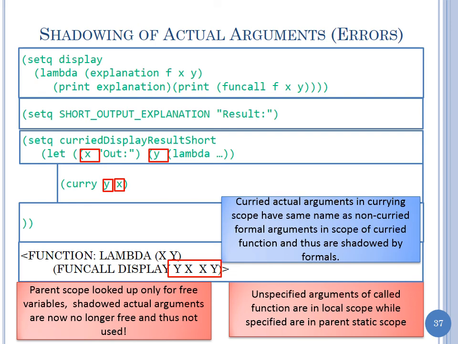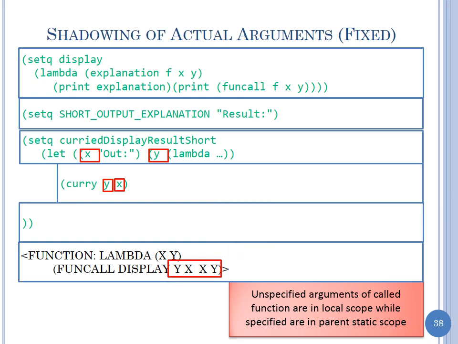Sorry. Since I've got both of these things and I've got 4 arguments here, this should be lambda xy. So again, this display takes 4 arguments, explanation fxy. So if I'm going to do FUNCALL, it should be FUNCALL display with 4 arguments. And what I've done is I've curried yx, so I've supplied 2 of the arguments, and the other 2 arguments are unbound. So that's why this is lambda xy, and this is display yx xy. Right? Any mistakes here?